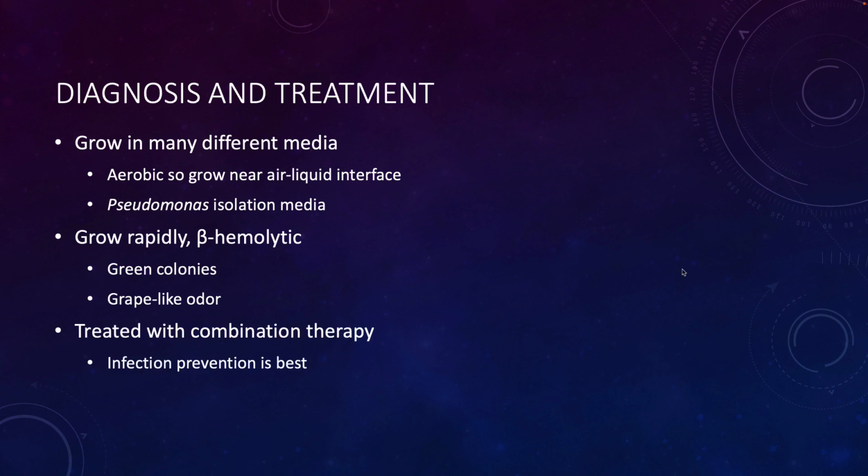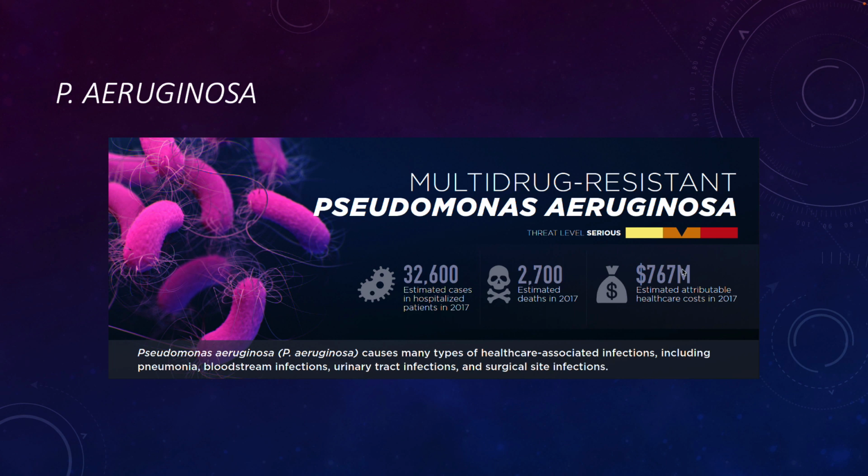It can be treated with combination therapy. Remember, there's a lot of intrinsic and acquired antibiotic resistance, but of course, infection prevention is going to be key here. The CDC does consider multi-drug resistant Pseudomonas aeruginosa infections to be of serious concern. It's estimated that in 2017, there were over 32,000 cases and nearly 3,000 deaths, with $767 million in healthcare costs associated with this infection.